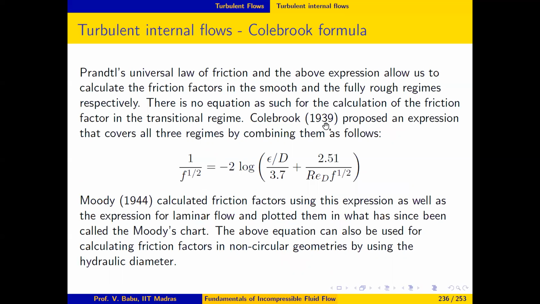Now Colebrook in 1939 combined these two and wrote them as a composite expression which looks like this. And there is no equation as such for calculation of the friction factor in the transitional regime. This one may be used to calculate the friction factor in the fully rough as well as smooth flow regime. So Moody calculated friction factors using this expression. And this was then presented in the form of a chart, which is famously known as the Moody chart.